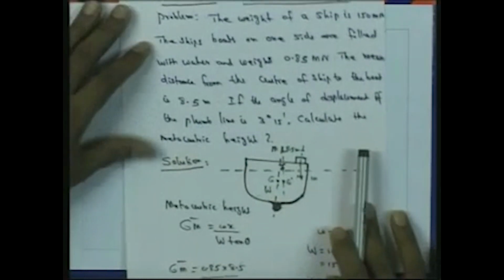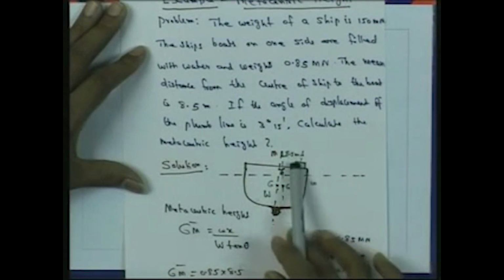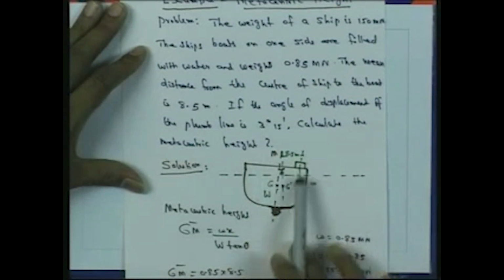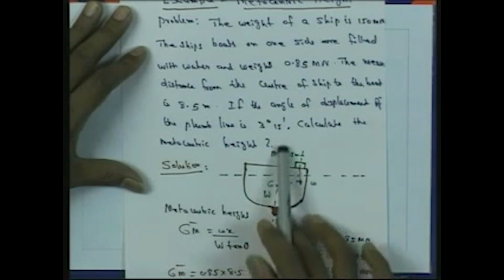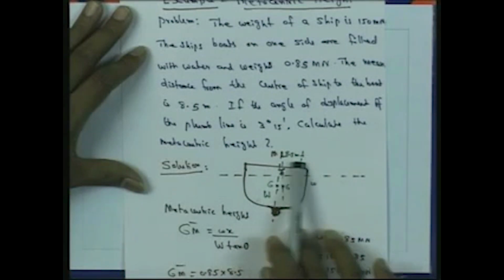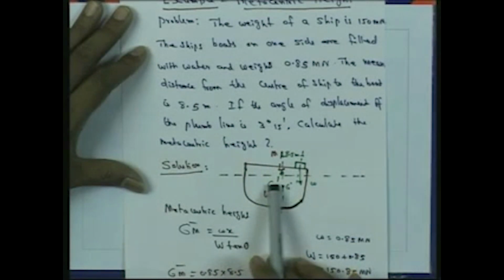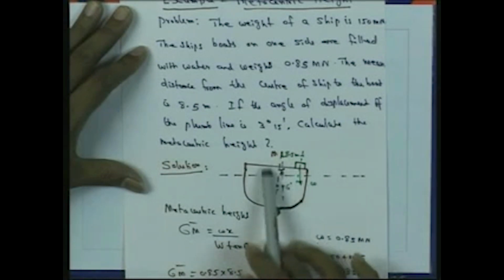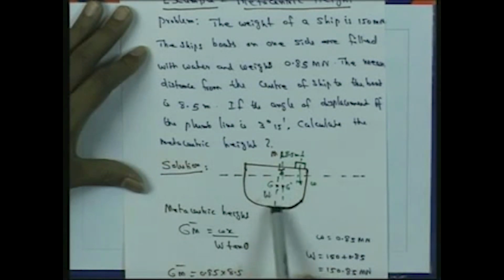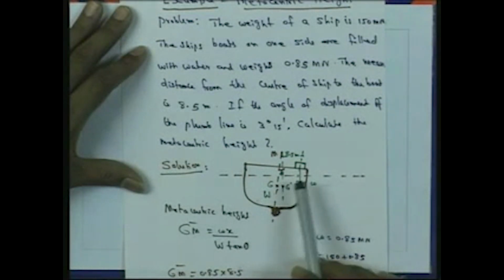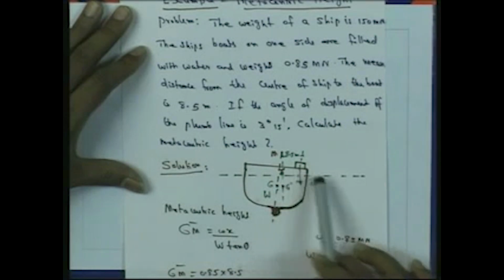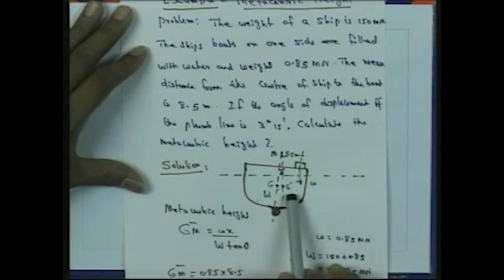So in this problem, the ship is given, and the small boat is placed at 8.5 meter. Initially, if the boat is not considered, the ship is in stable equilibrium with the center of gravity here, and the weight of the ship is W, which is given as 150. Since a small weight is added, G shifts slightly to G dash.